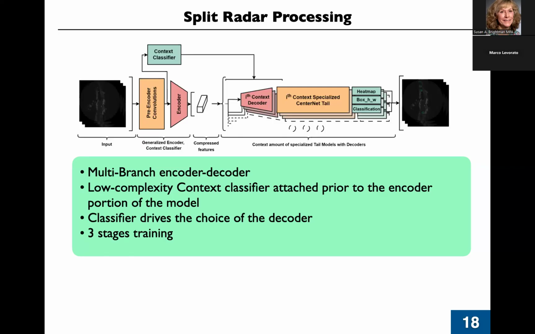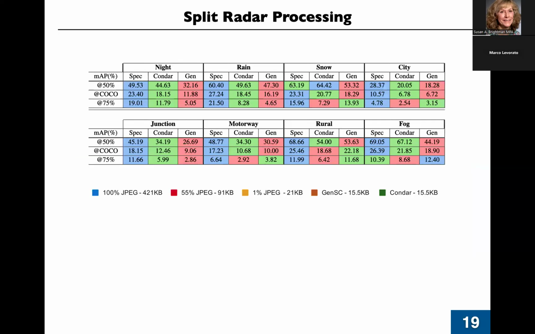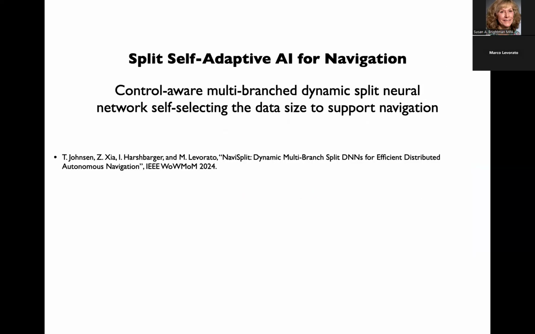But we show that it works in this context as well. I'm not going to show too much of the data, but I'm going to show you that this doesn't work only when you consider straightforward computer vision, but you can actually embed this logic, so compression and multi-branch model, in navigation.